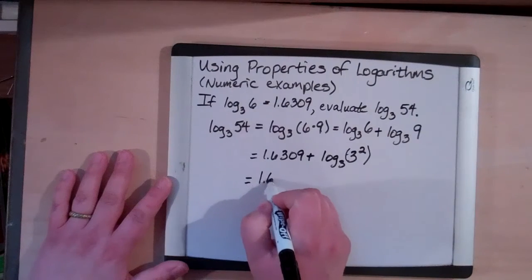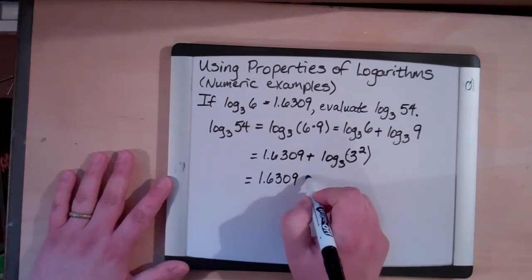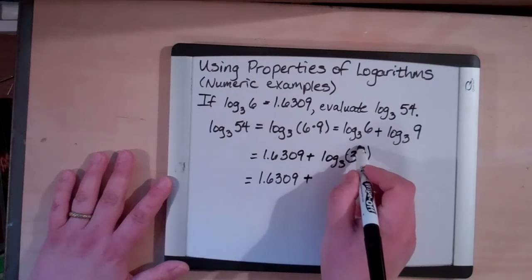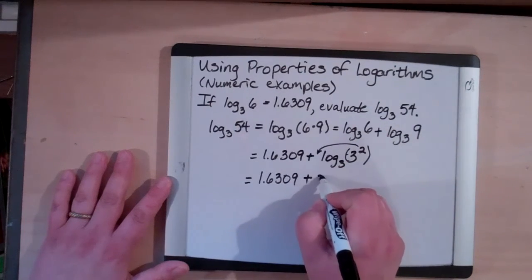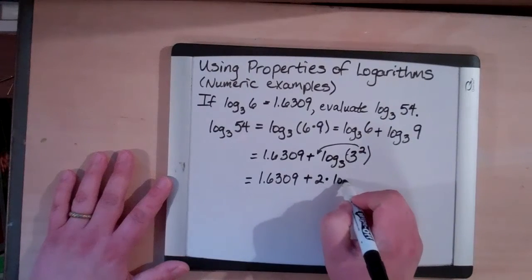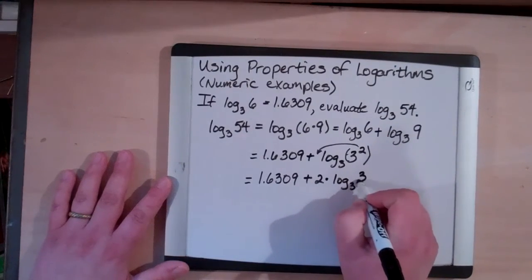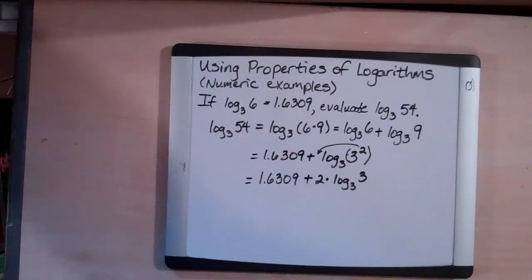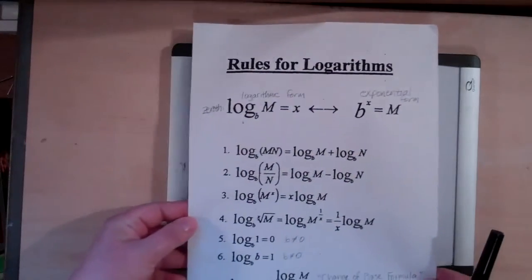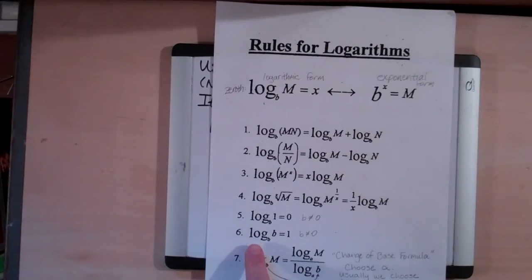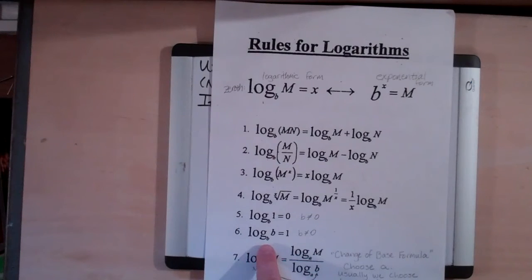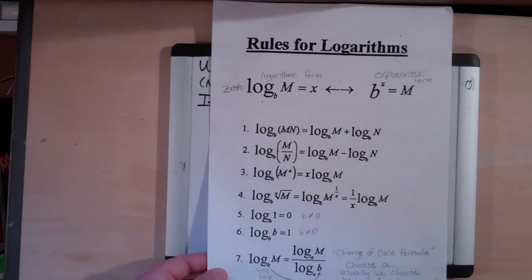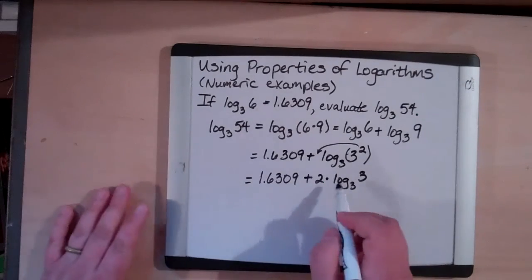So I'll have 1.6309. I haven't changed that yet. I'm going to add it. I'm going to take this 2 and stick it out front here. So I'm going to have 2 times log base 3 of the number 3. And if you notice here, these match. And that also matches rule number 6 on our sheet, that when the base of a log and the number match, I can replace that with the number 1, as long as b is not equal to 0. So I'll make that substitution here.